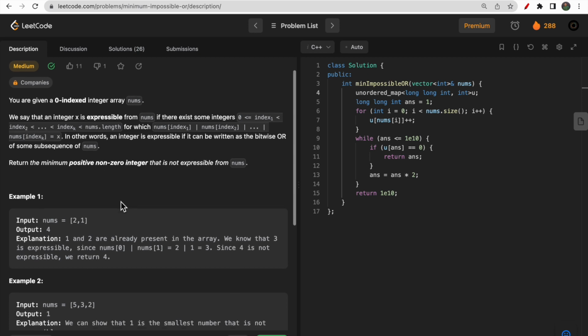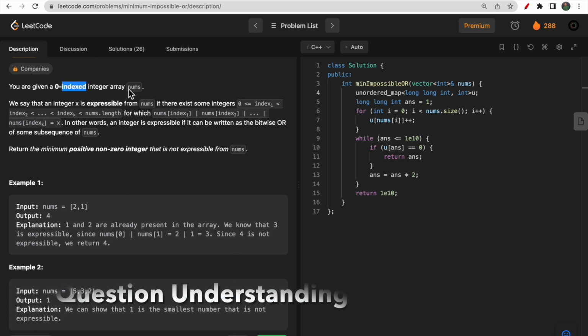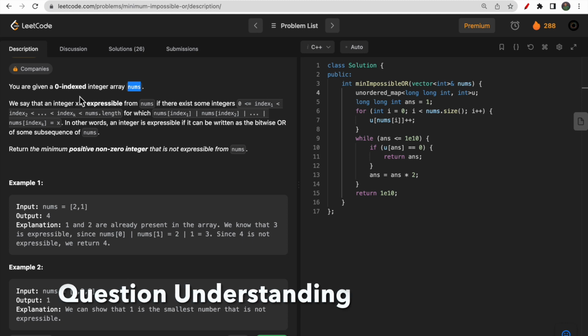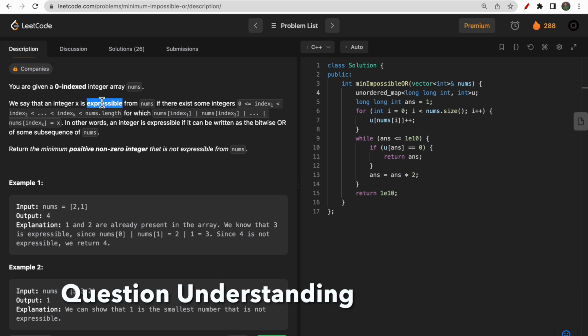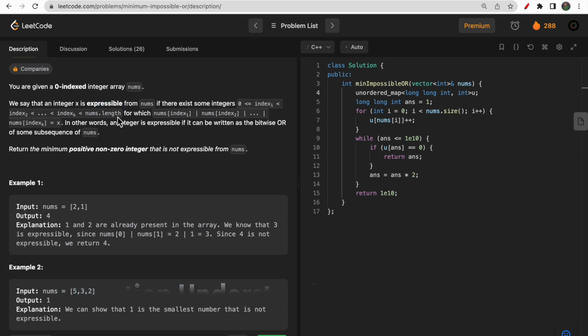So this OR here states it's a bitwise OR. You are given a zero-indexed integer array nums, and you need to find some x that is inexpressible. Let me explain in simple terms: x is expressible if x is possible by taking the bitwise OR of some of the numbers of this nums array. If by taking bitwise OR of some of the numbers you can produce x, then we can say x is expressible, correct?